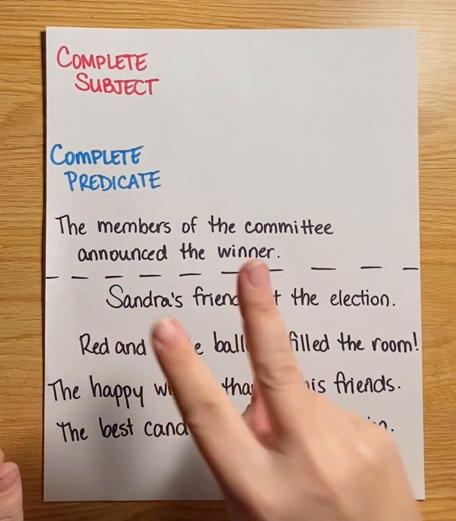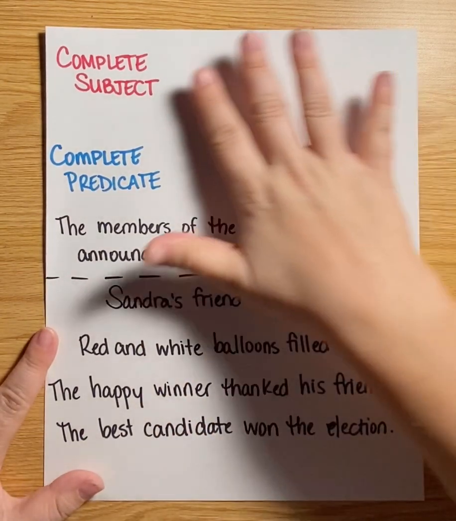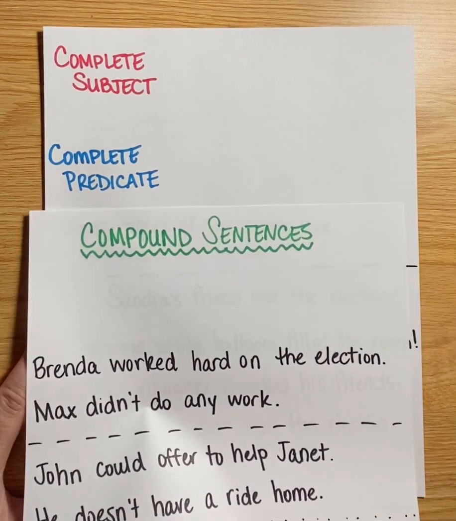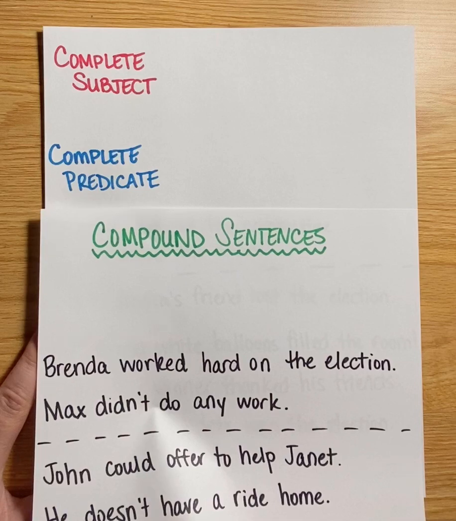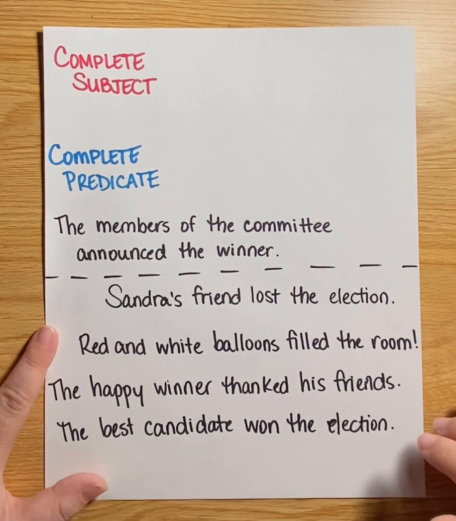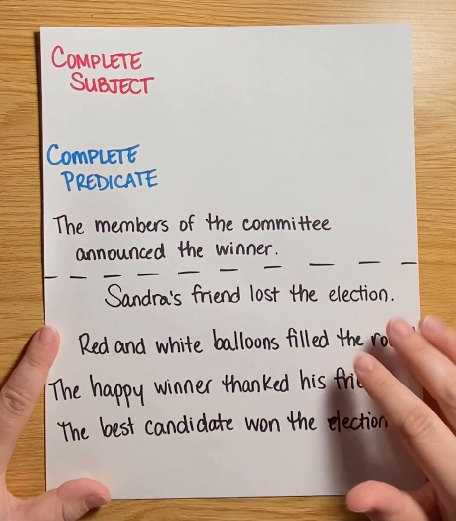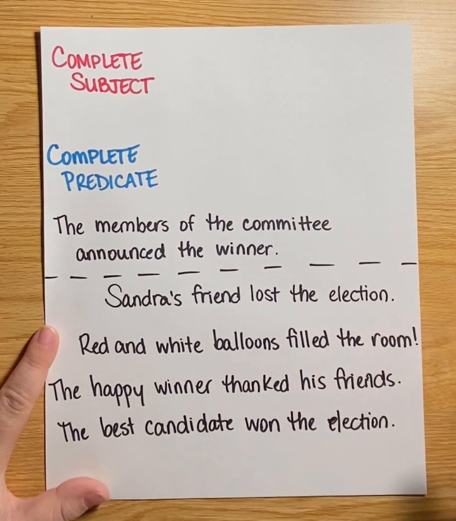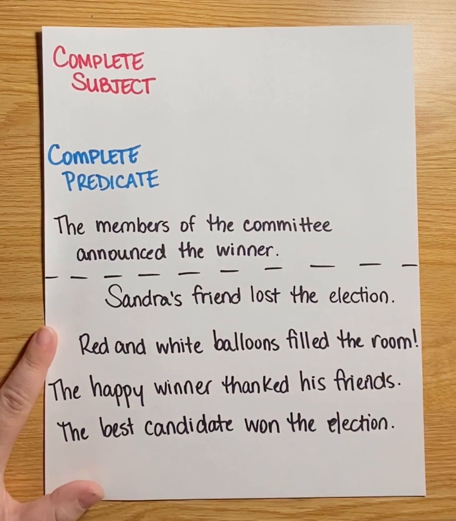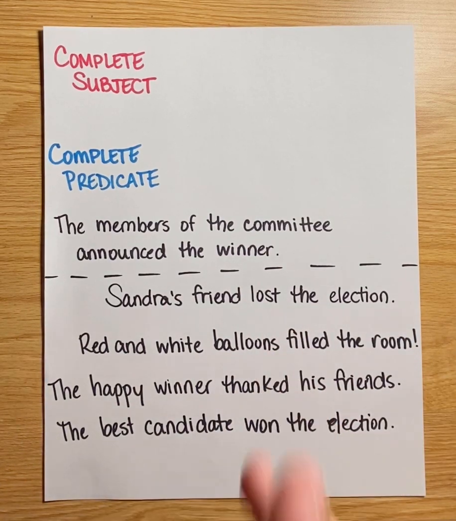We've got two parts to this assignment. First, we're going to talk about complete subjects and predicates, and then we're going to transfer that info into compound sentences. So, a few weeks ago, we were talking about subjects and predicates in simple sentences. So this would be a simple sentence like Sandra's friend lost the election. But we were only talking about just the subject and just the predicate.